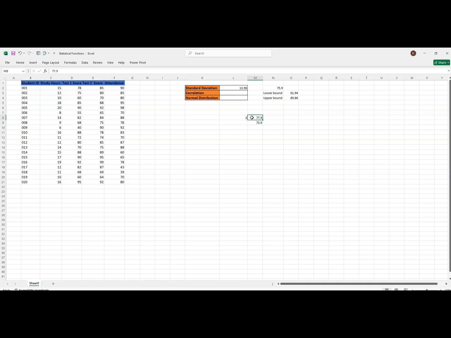So looking at this, it means that most of the students almost have the same score. So once you have a low, small standard deviation, it means that the data points are similar.